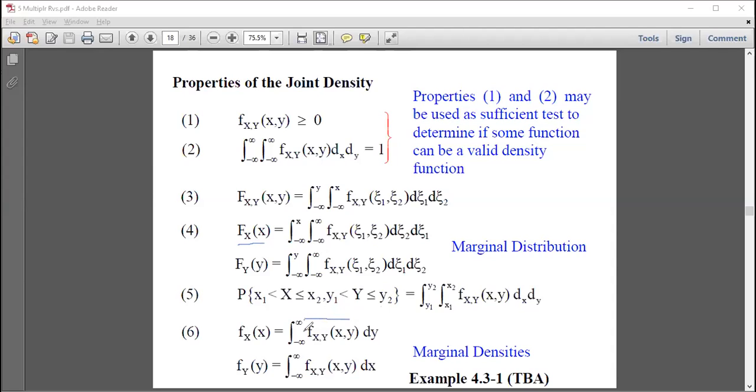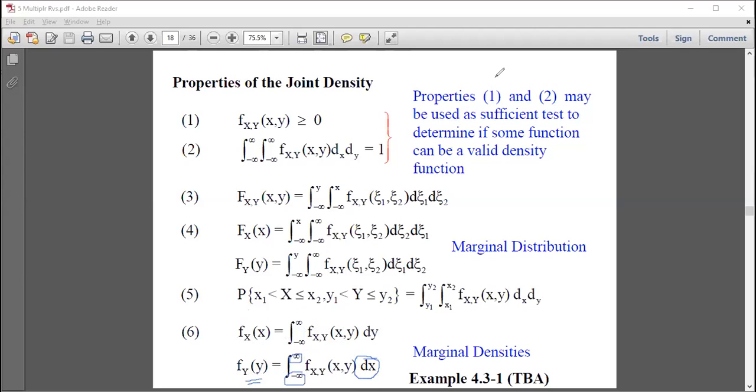Here I have the joint PDF. How do we get the marginal PDF of x? Just integrate with respect to y from minus infinity to infinity. So you get the marginal PDF of x. What about y? If you need the marginal PDF of y, you just integrate with respect to x. You marginalize the effect of x from minus infinity to infinity. You average over all possible x. This is what we mean. So you get the marginal PDF.